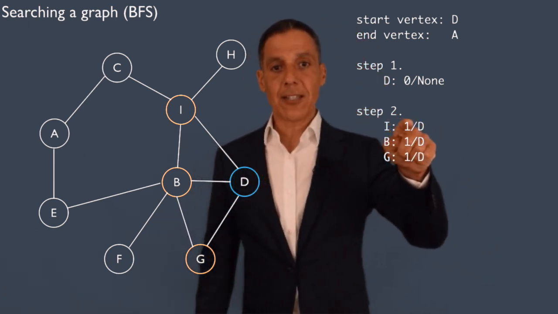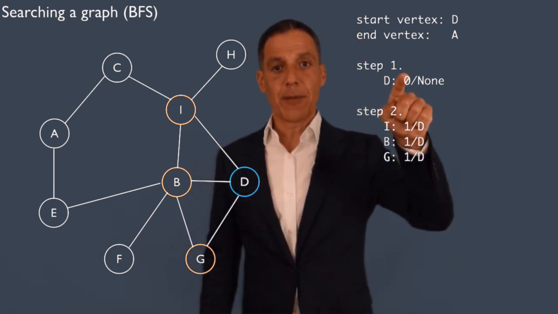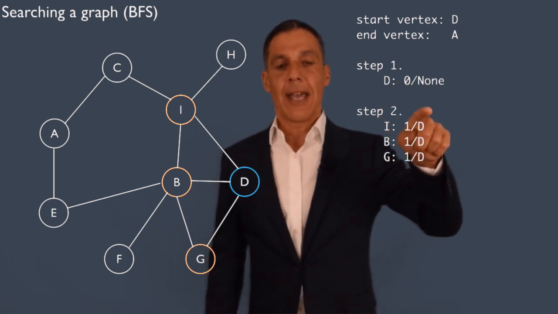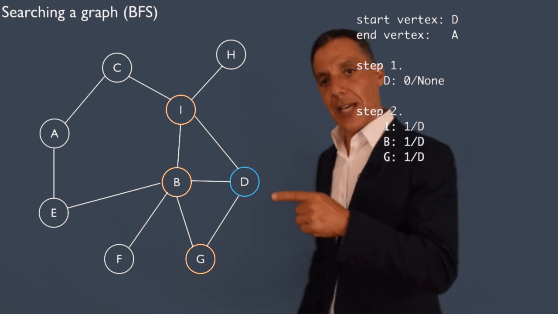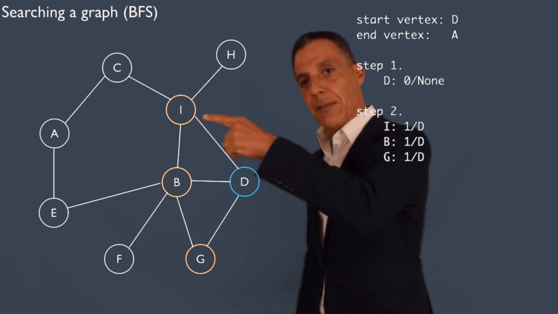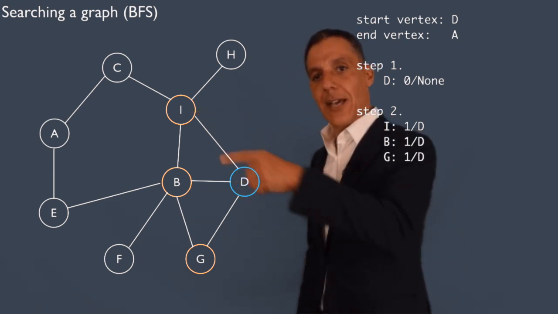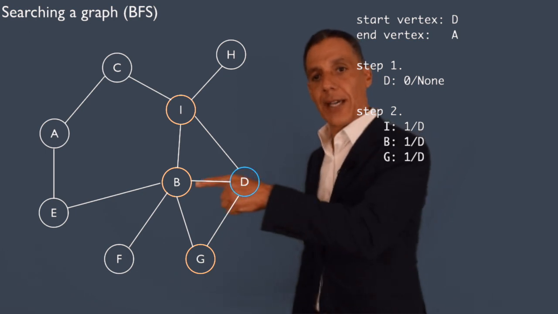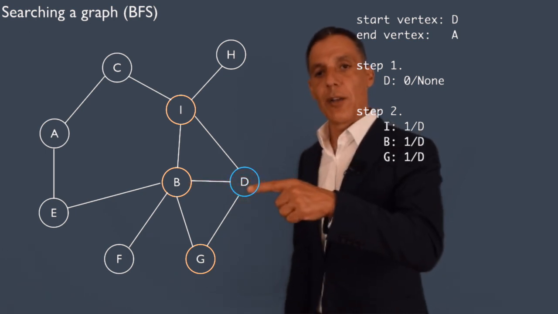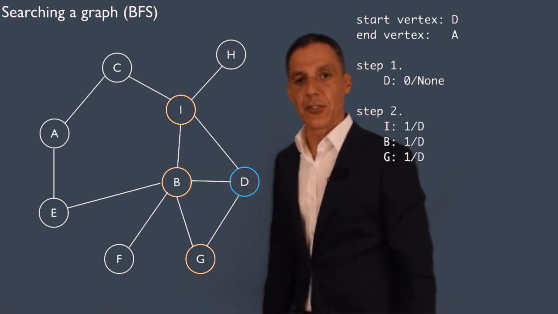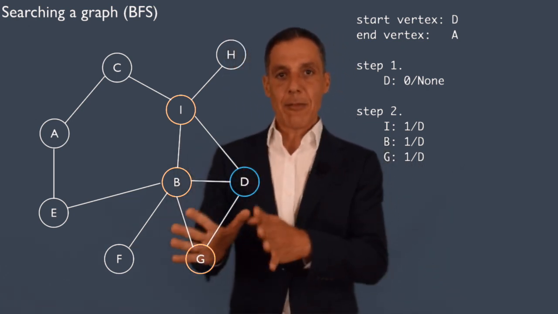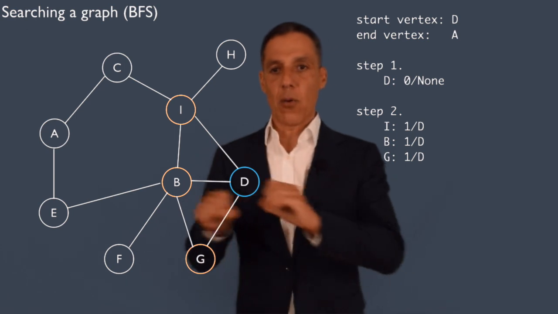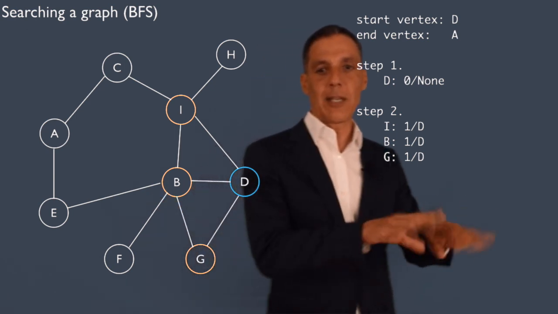Specify their lengths to be plus 1 of what you were before, so 0 + 1, and please specify their back pointer to be D. So all I've said is that if I move from D to I, the back pointer from I is D, and the length of that path is 1. If I go from D to B, the length is 1, back pointer is D, and same thing for G. Okay, so imagine sitting at the start vertex and looking at everybody who's connected and taking one step out. One step to I, one step to B, one step to G.